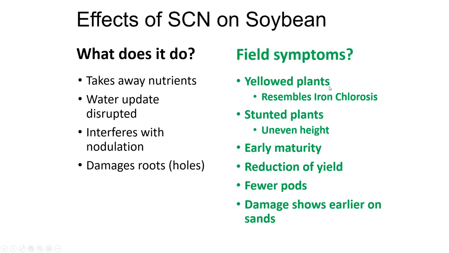And what are the field symptoms? Well, yellowing of plants, resembling iron chlorosis, stunted plants and uneven height, early maturity, and then reduced yield, fewer pods per plant. Damage shows earlier on sandy soils or light textured soils than clay soils.